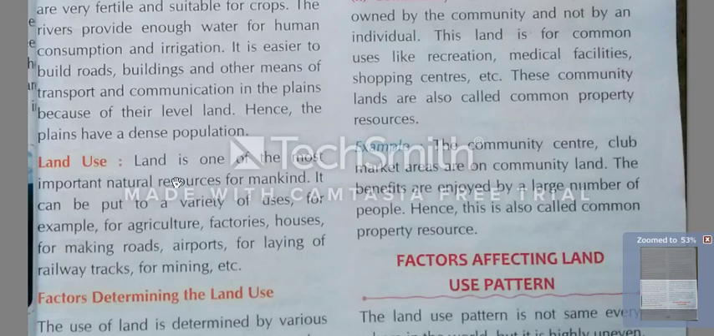So we should see that land is very useful for us, for making roads, airports, for laying of railway tracks, and for mining also. For all these purposes, land is very important for us. Clear? Laying railway tracks means railway tracks ko bichhana, or making roads, airports, and mining, you know, khanij.